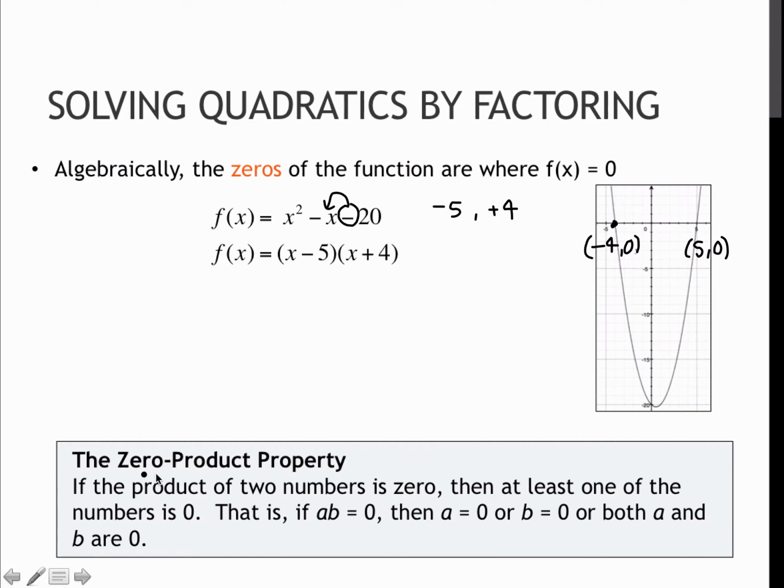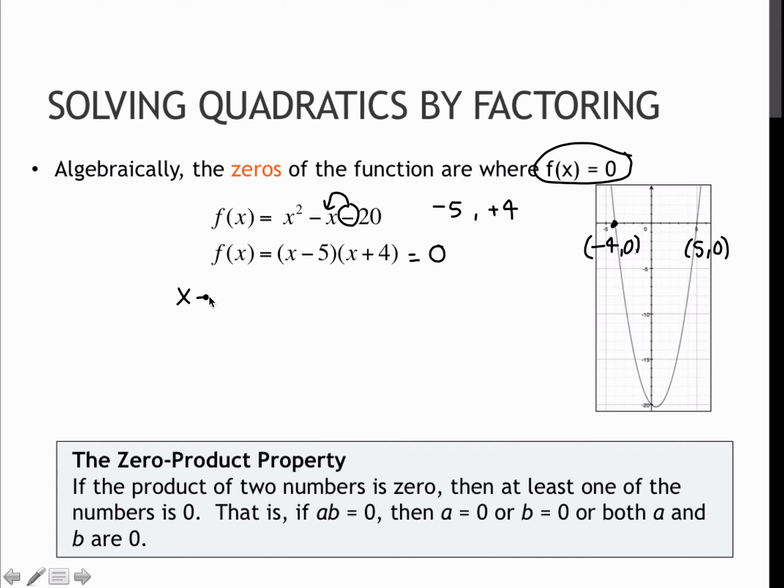Well, it's because of the zero product property. The zero product property tells us that if we have 2 terms or 2 factors that multiply to 0, because that's what I'm doing, is finding where this function equals 0, then either this first value, x minus 5, must be equal to 0, or x plus 4 must be equal to 0.